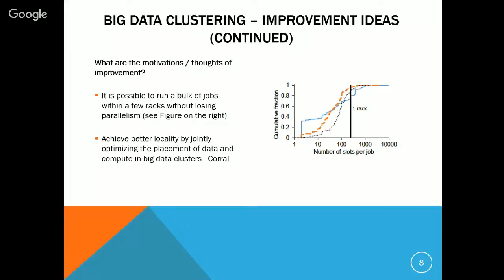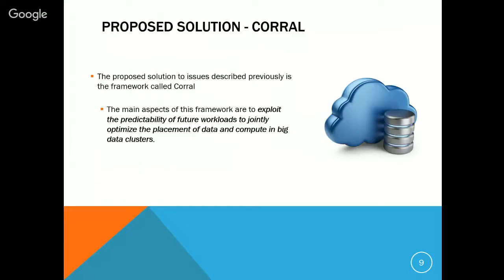A second motivation would be to achieve better locality by jointly optimizing the placement of data and compute in big data clusters. This is what the Coral framework is trying to do. So what is the proposed solution? It's called Coral, as we have discussed earlier. Based on the proposed solution to the issues described, this is where the Coral framework comes into play.